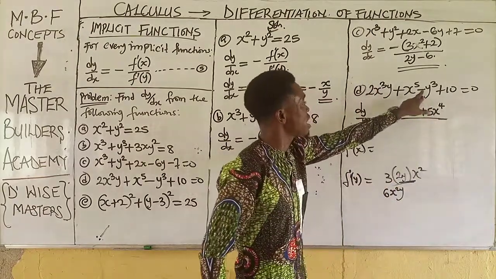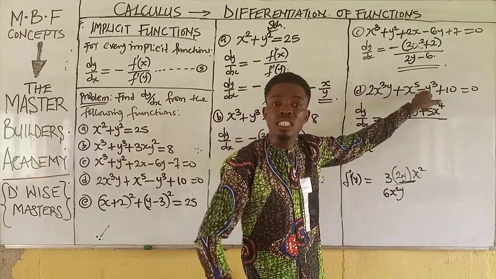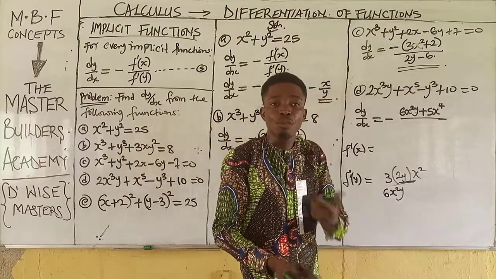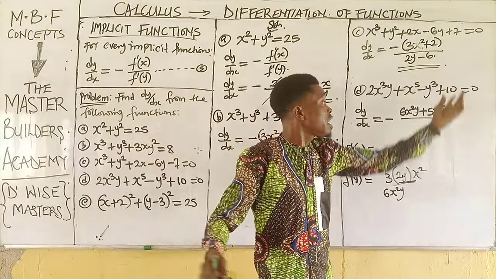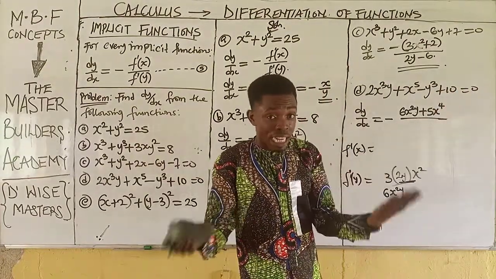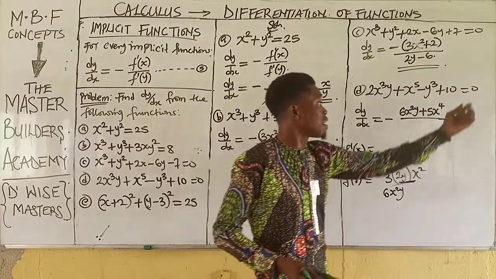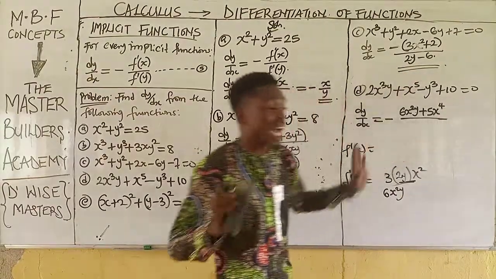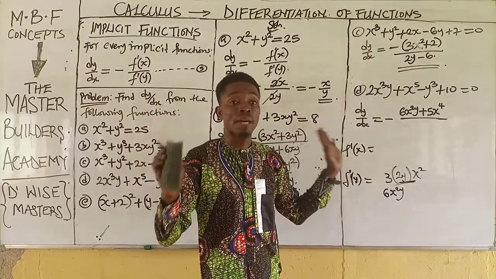Now, if this is understood, then the next term is what? y cubed. And I'm differentiating this function with respect to x. That means this is constant, and if I differentiate y cubed with respect to x, I have 0. If I differentiate 10 with respect to x, I have 0. And if I differentiate 0 with respect to x, I have 0. That means this is what I have for f of x prime.